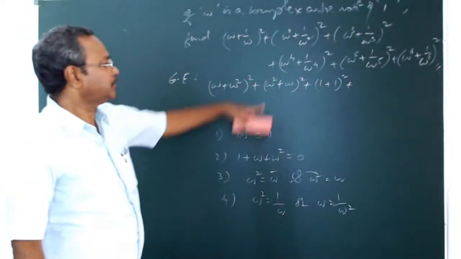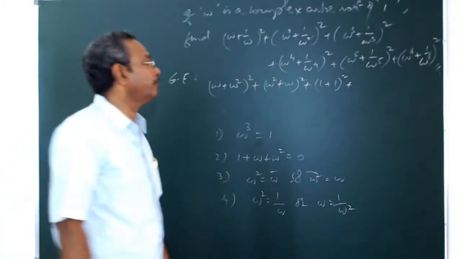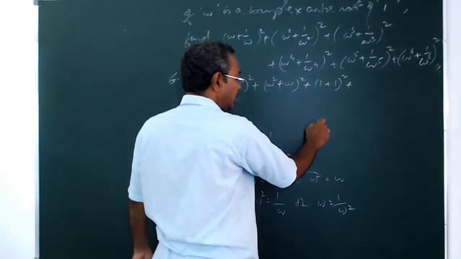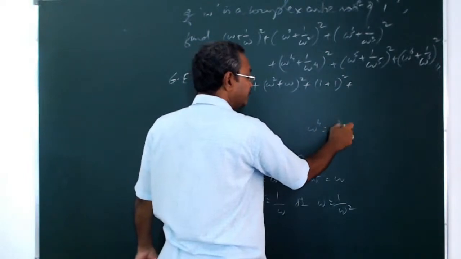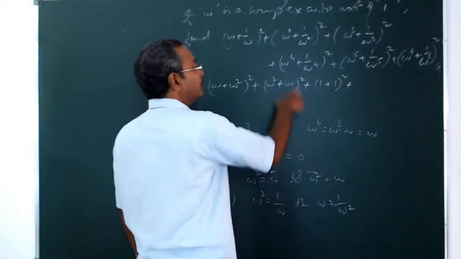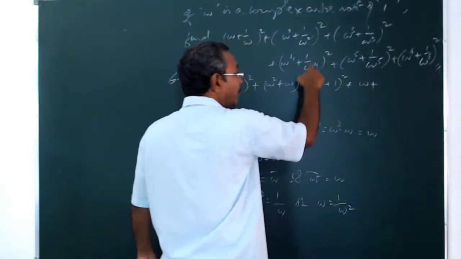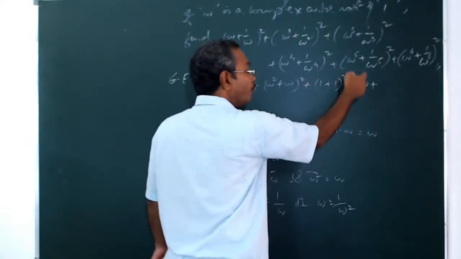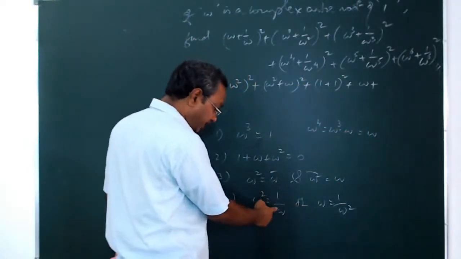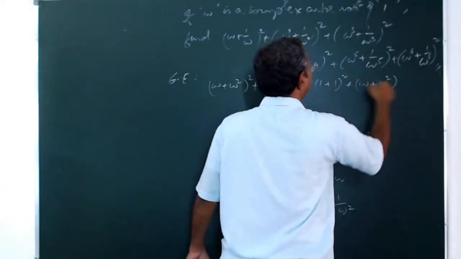Plus, what is the next term? Omega to the power of 4 plus 1 by omega to the power of 4. We know that omega to the power of 4 is omega cube into omega, which is omega. So omega to the power of 4 is omega, plus 1 by omega to the power of 4 is 1 by omega, which in turn becomes omega square, and it's square.